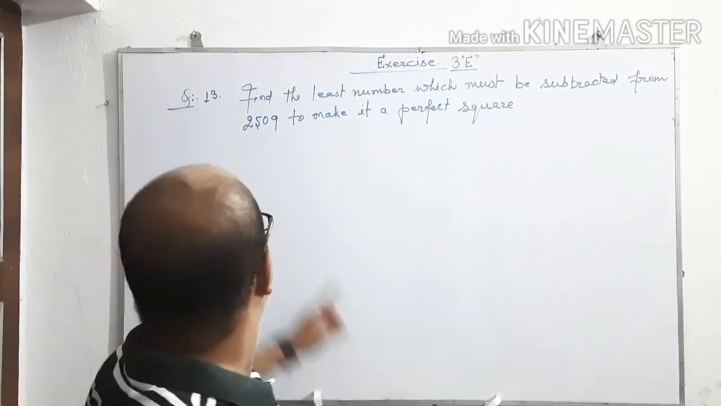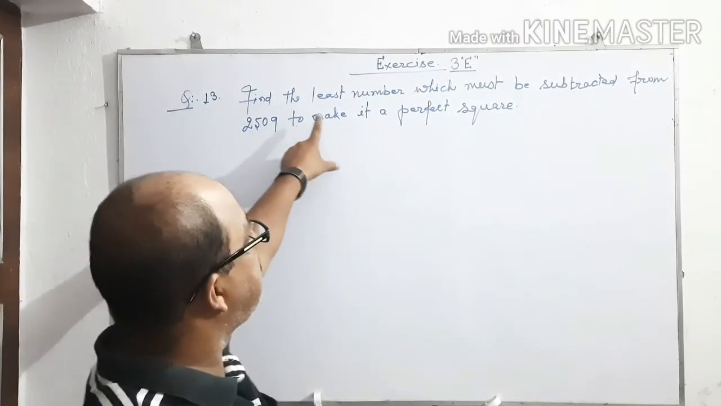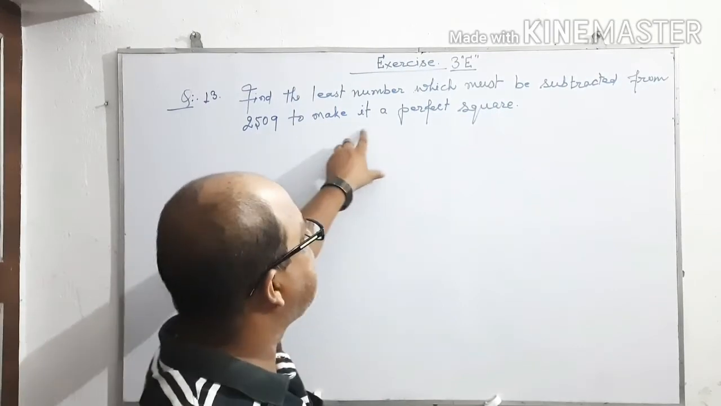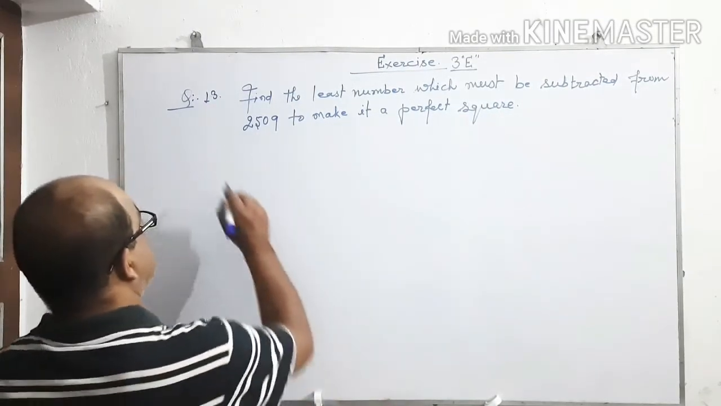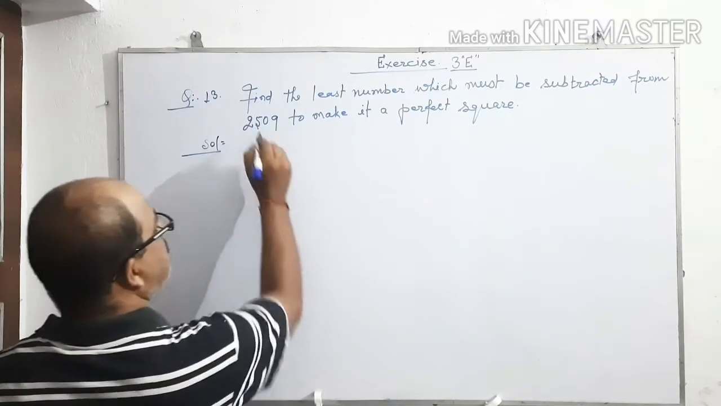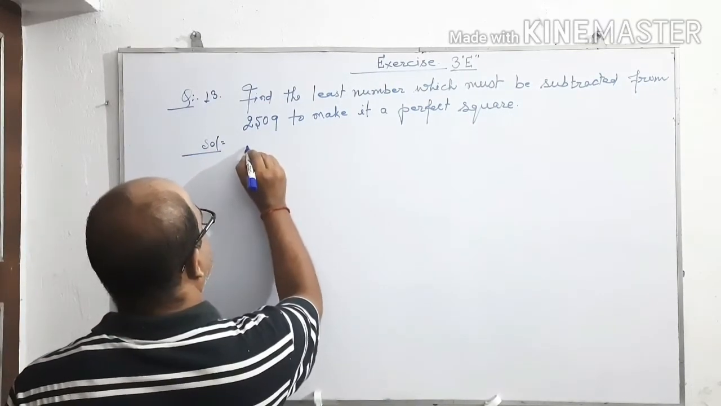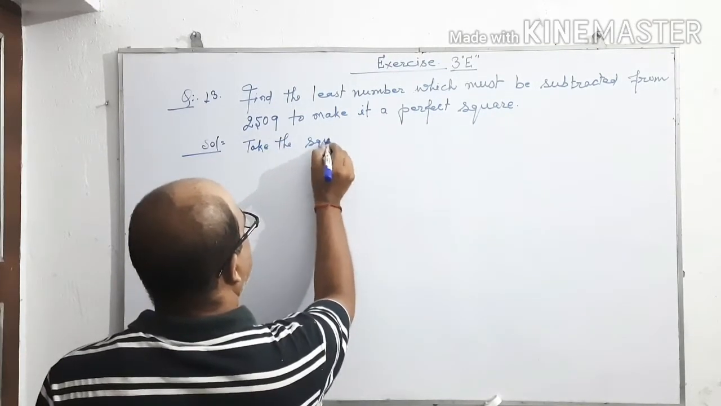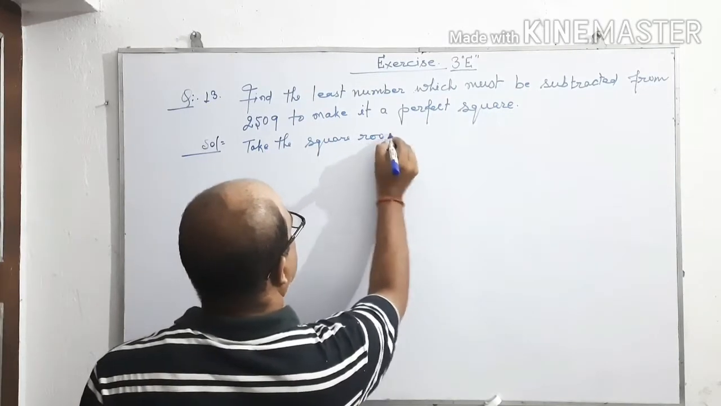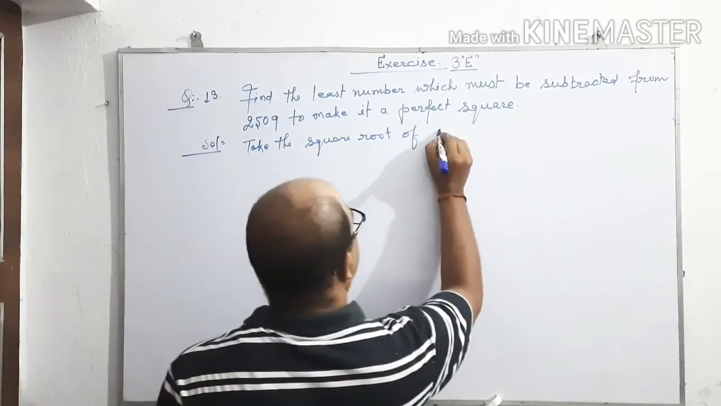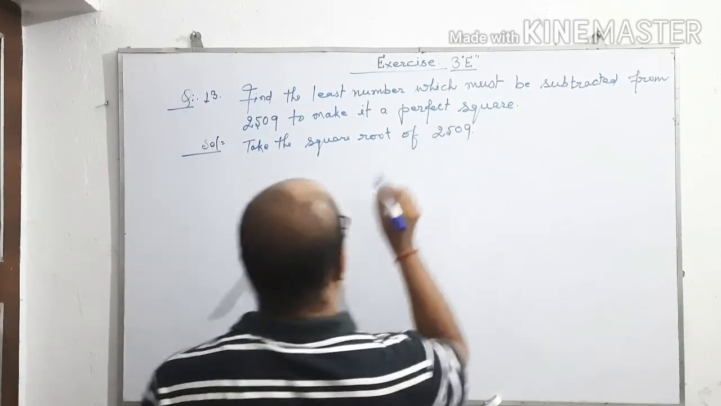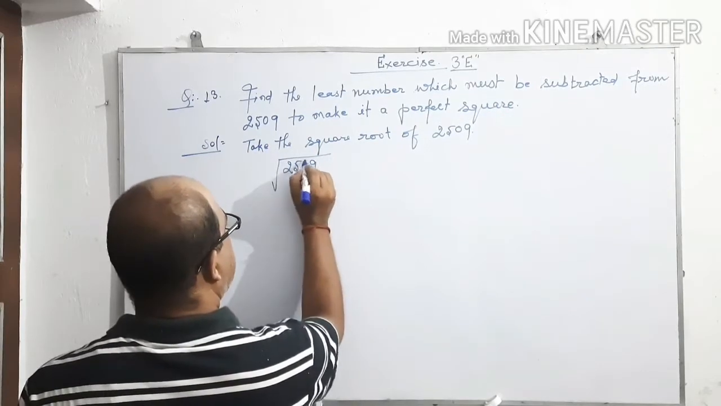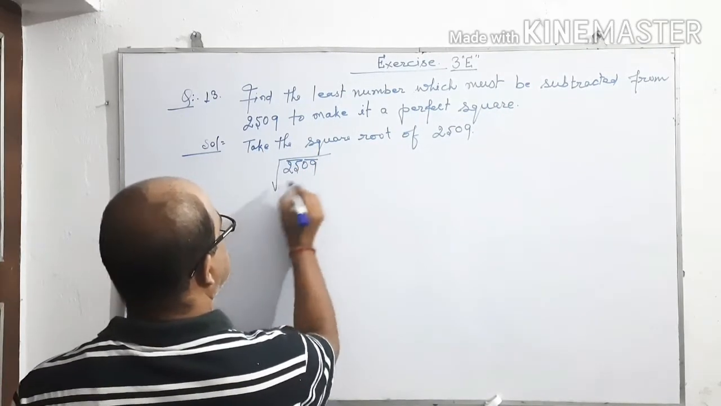The next question is question number 13. Find the least number which must be subtracted from 2509 to make it a perfect square. Solution of it. We have to subtract. So at first, take the square root of 2509. Make pairs from the unit place.